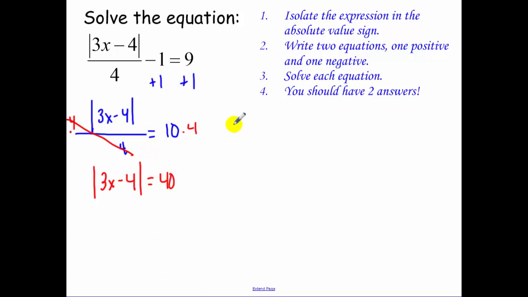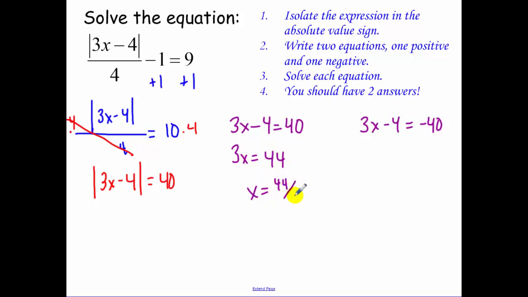Now set up your two equations. 3x minus 4 is equal to a positive 40, or 3x minus 4 is equal to a negative 40. So I add 4 to both sides. X is going to equal 44 over 3. If I add 4 to both sides with our negative, we get negative 36. X is going to be equal to negative 12. So we have our two answers.